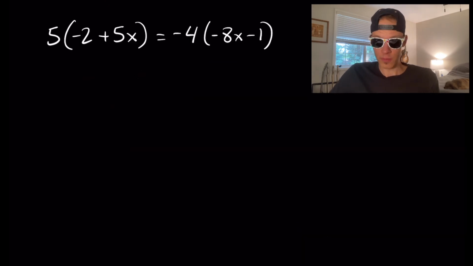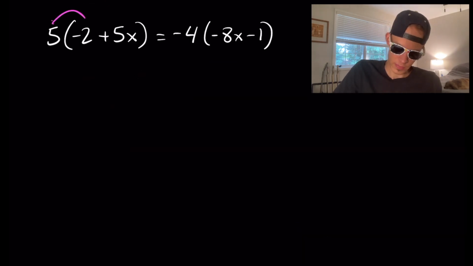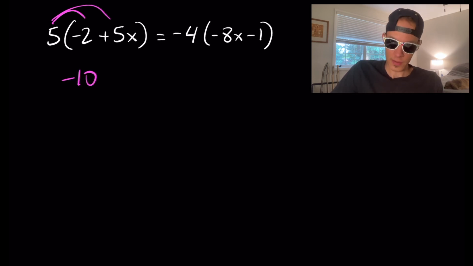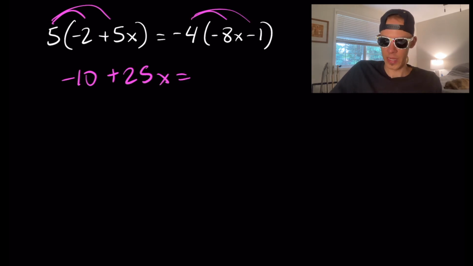All right, we got two distributive properties here, so we'll do them both at the same time. 5 times negative 2 is negative 10. 5 times 5x is plus 25x equals, we'll distribute the negative 4 in, so negative 4 times negative 8x is positive 32x. Negative 4 times negative 1 is plus 4.